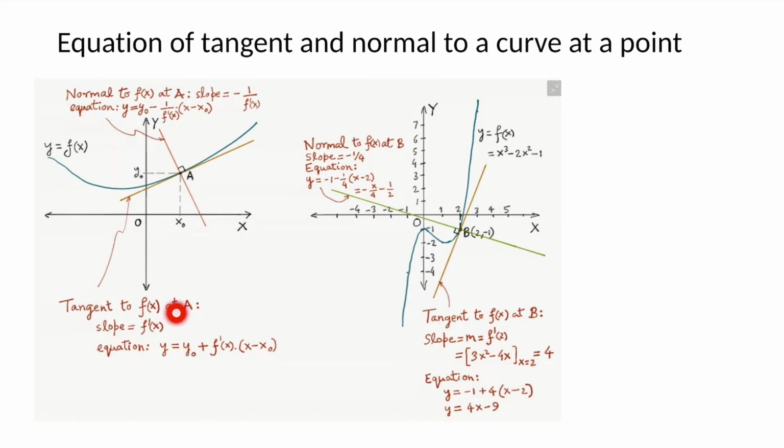Suppose you have the mathematical expression of this curve y equals f(x), you could find dy by dx from that expression, and then find the value of that dy by dx at the specific point A, whose coordinates you know, x naught, y naught. Therefore you could find the slope of the tangent on this curve at this point A. So that's the slope, f prime x here. If you know the slope and a particular point, you could find the equation of the tangent.